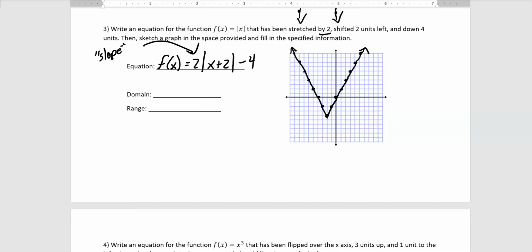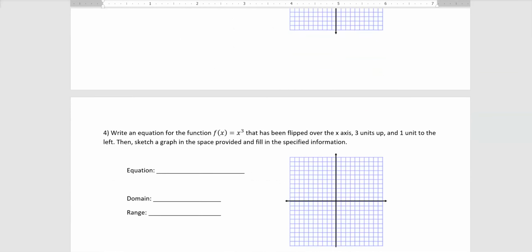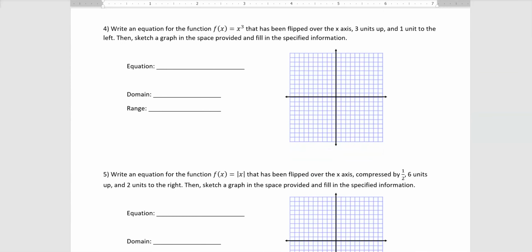There we go. Okay, so let's talk about domain and range. Domain, absolute value, always negative infinity to infinity. The range, however, is shifted a little bit since we're going down all the way to -4. That would be the lowest we can get to. And then we go up forever, so we will go up to infinity. There we go. All right, let's look at number 4 here.